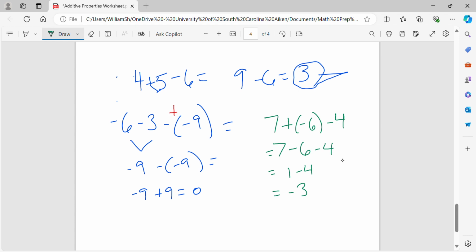So just because you have a plus and a negative, it doesn't change. Minus and negative changes to a positive, but plus and negative just stays negative. Just a few properties that I see, or a few examples that I see students mess up at. And it could get more complicated.